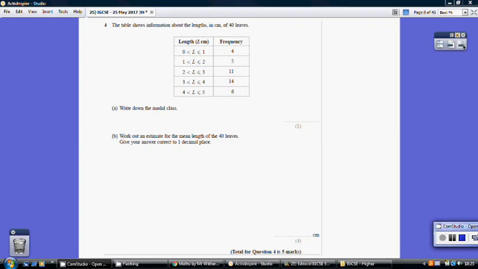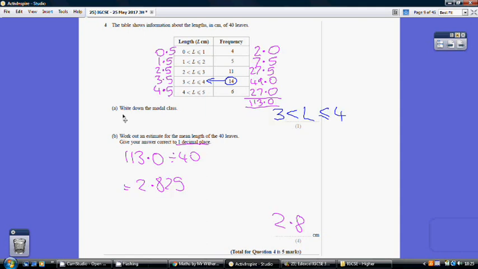Question 4. So part A, write down the modal class. Well, mode means most, so we need to find the class with the most. Well, the biggest frequency number is 14 leaves.